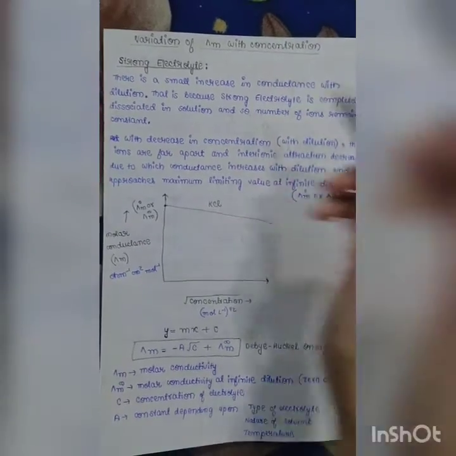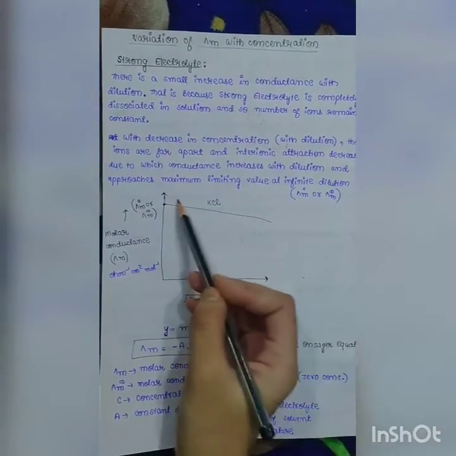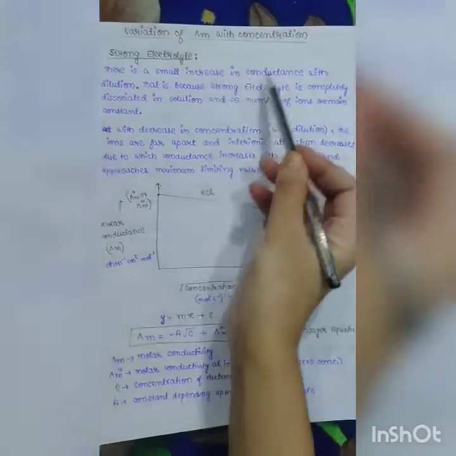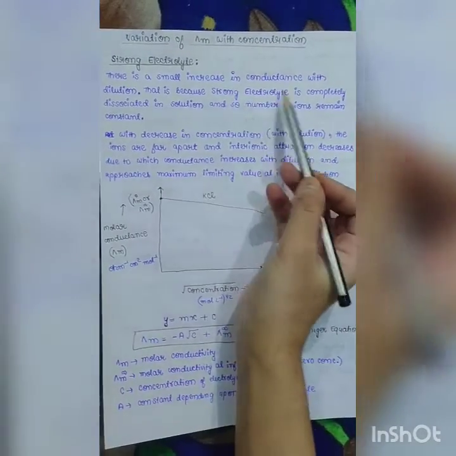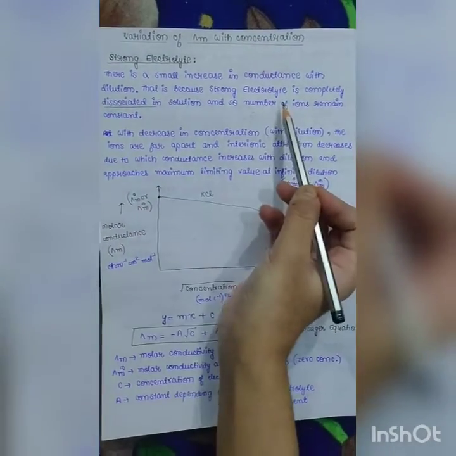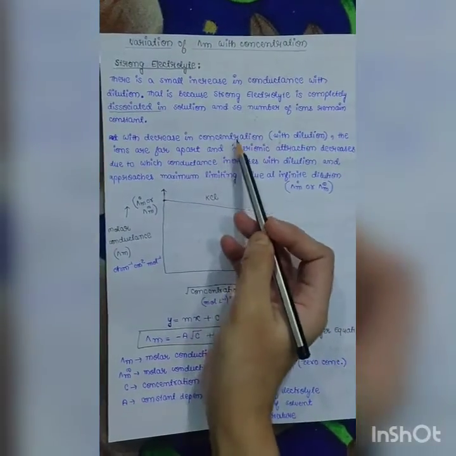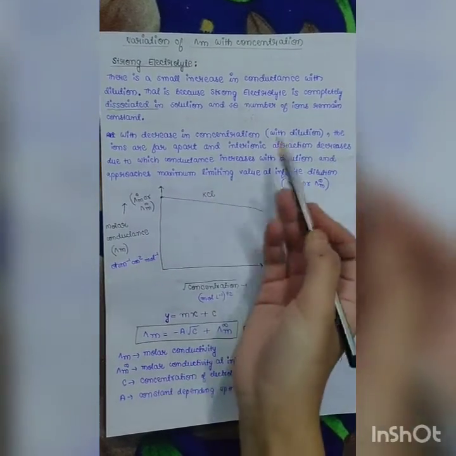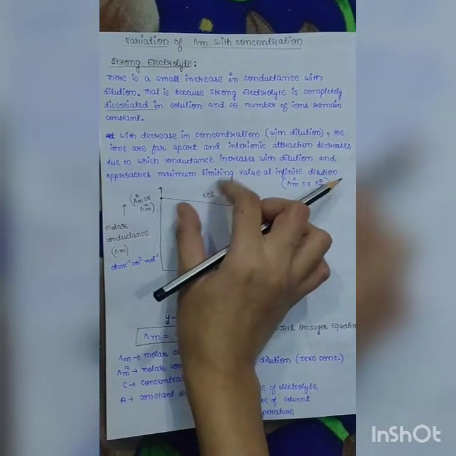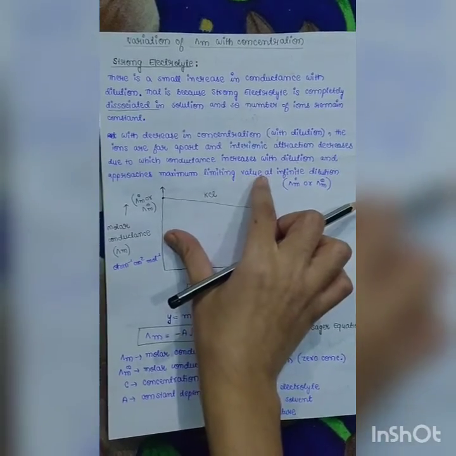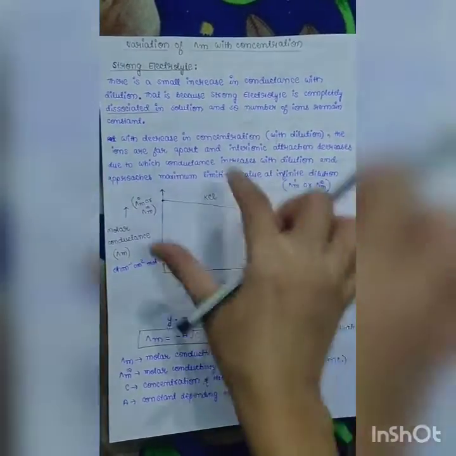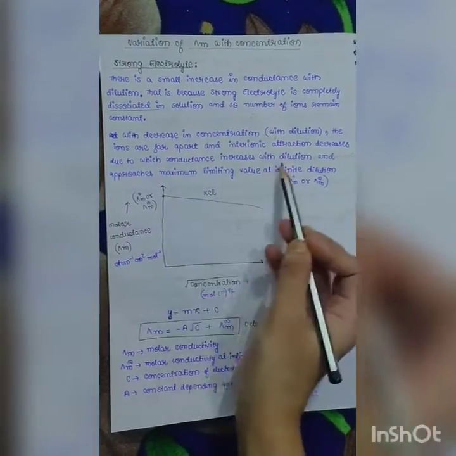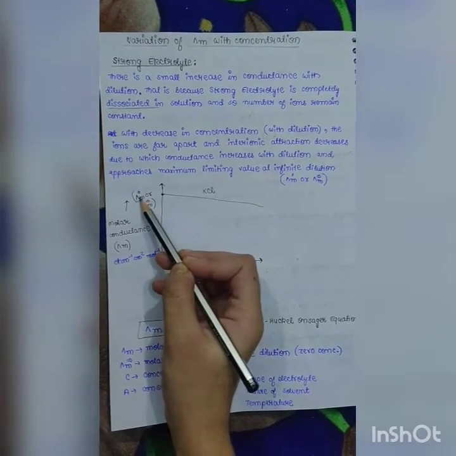So for a strong electrolyte, there is only a small increase in conductance with dilution. When we are adding water or decreasing the concentration, only a small increase in conductance is observed. Why? Because a strong electrolyte is almost completely dissociated in solution, so the number of ions is the same. It already has a lot of ions; as soon as we add more water, the ions are moving far apart and the interaction between them is decreasing. As a result their mobility is increasing and conductance increases with dilution, and it approaches a maximum value at infinite dilution, when the concentration is 0.